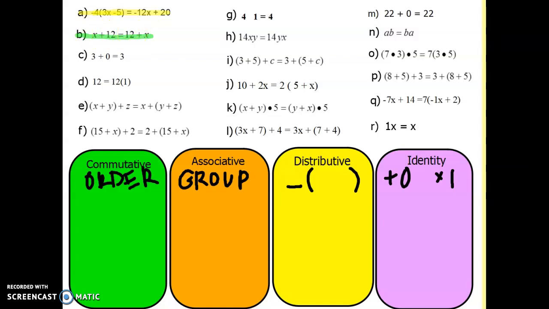Okay, take a look at C. What do you think? Okay, C would be an example of an identity property. 3 plus 0 is indeed 3. So you're keeping that number, that 3, adding on 0 doesn't do anything, keeps it a 3. That's identity.